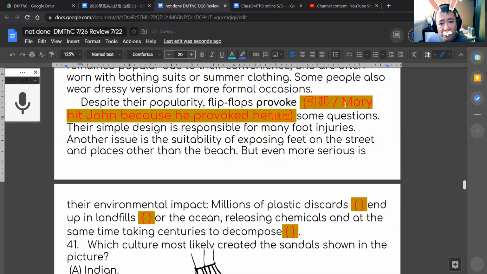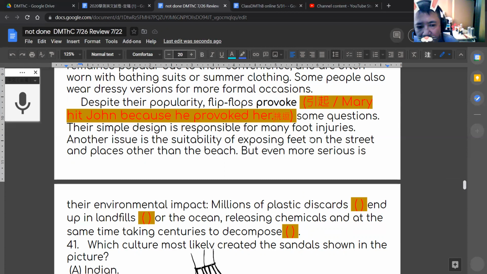Okay, he provoked her and that's why she hit him. Right? So Mary hit John because he provoked her. But that is the meaning of 挑逗. Here, provoke means 引起, as in something provokes questions. For example, the vaccine provokes 争议, controversy, because some people have died from it. So provoke, right? Okay.